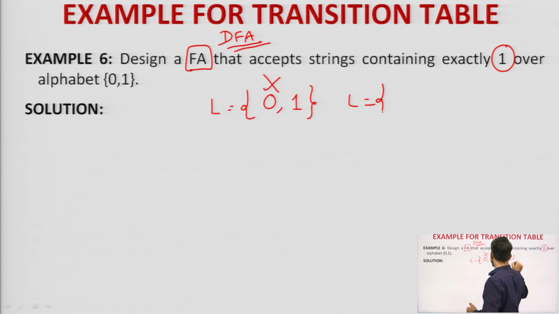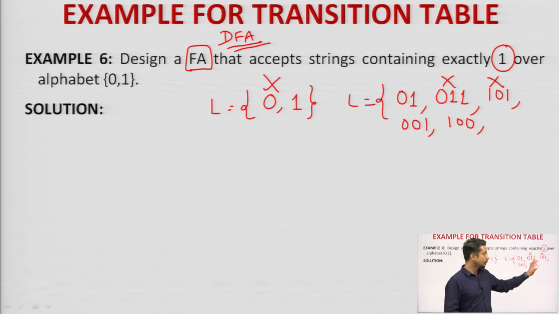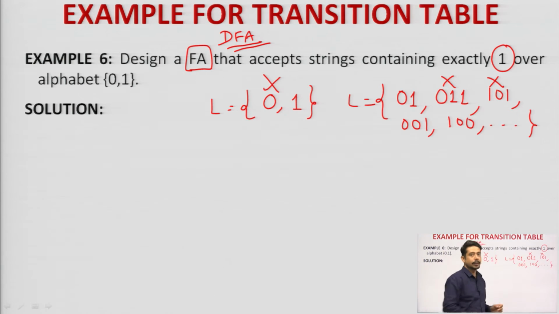Suppose if I say 0 1, it is accepting. 0 1 1, not accepting. 1 0 1, not accepting because 2 ones are coming. 0 0 1, yes, it is accepting. 1 0 0, yes, it is accepting. Like this you need to analyze the strings. This is one part of an assignment for you. I have explained the language, you try to design the diagram.